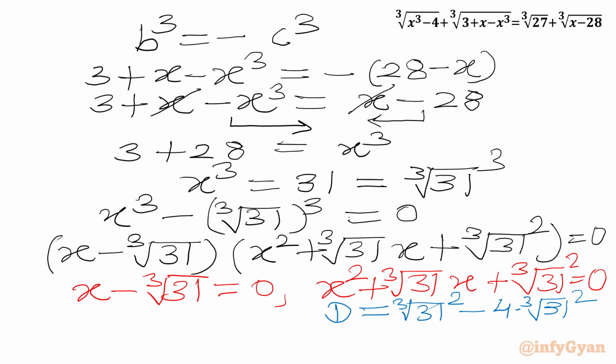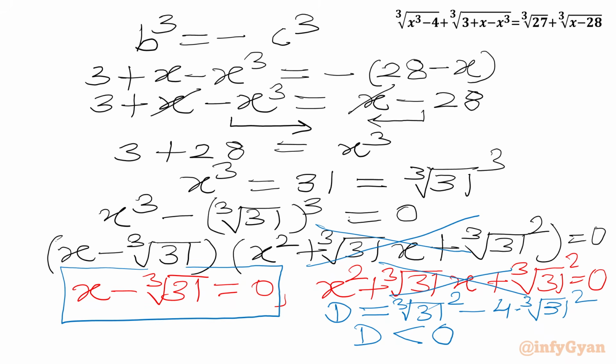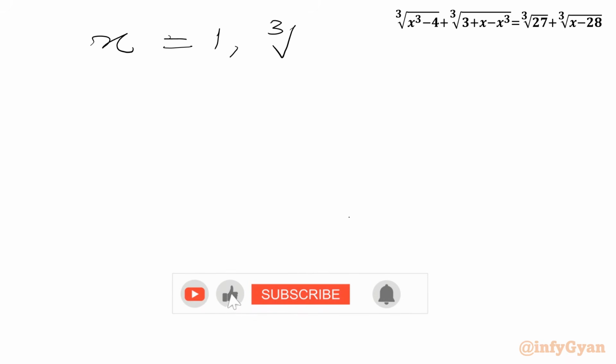We are going to get negative discriminant. Once discriminant is negative, our solutions must be complex. So we can reject the second quadratic equation. Now we have to solve first equation. From here we'll get our second real solution, cube root 31. So we have two solutions, x equal to 1, the very first. And here if I will write 1 comma cube root of 31.